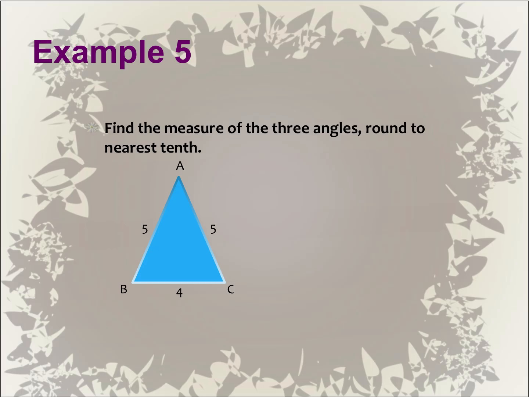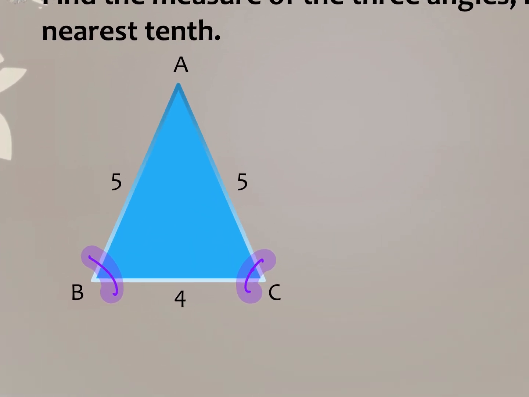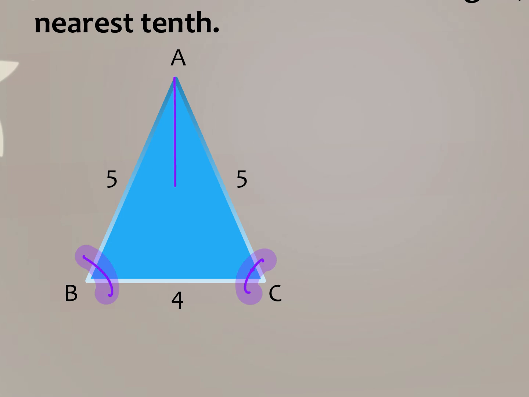All right, looking at example number 5, it says find the measure of the 3 angles, round to the nearest tenth. So who could tell me what kind of triangle is this? Good, it's an isosceles triangle, so I know I'm going to have 2 of the same angles. Angle B and angle C are going to be the same measure. And I don't have a right triangle here. So I'm going to make a right triangle. I'm going to bisect it in half, which then is going to split these 2 new segments. I'm going to have 2 over here and 2 over here.